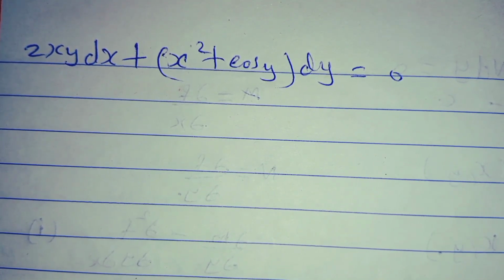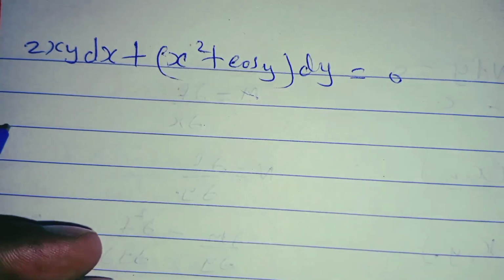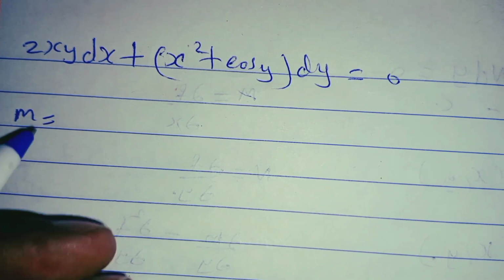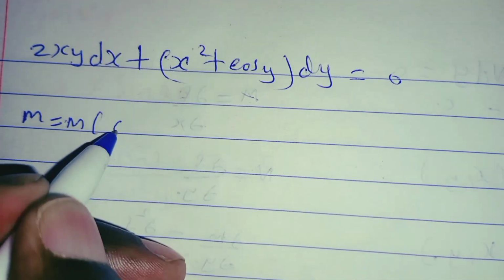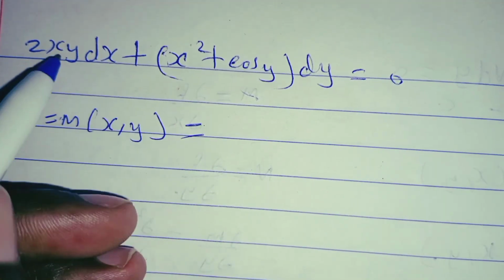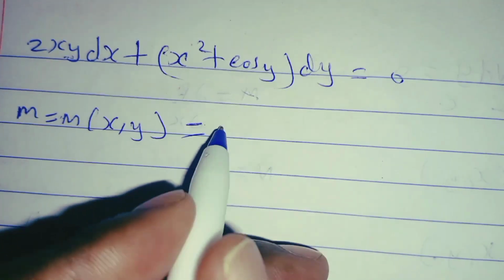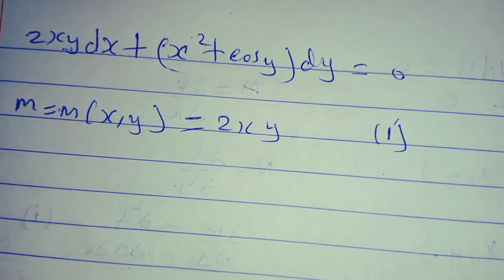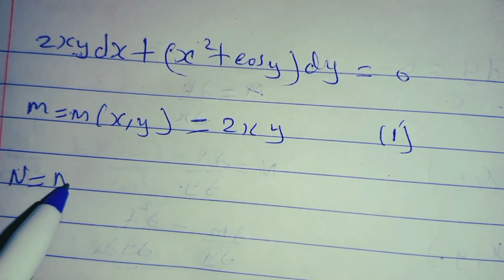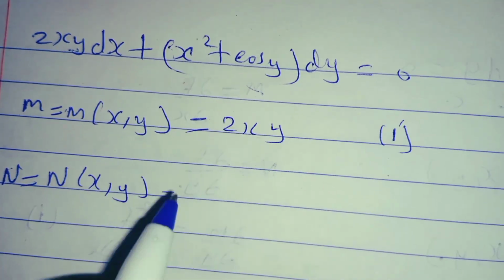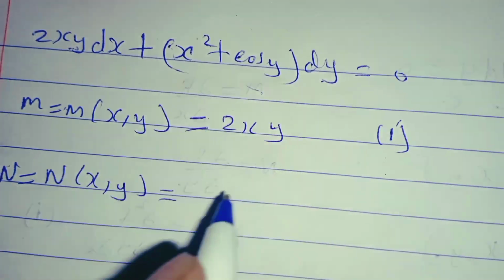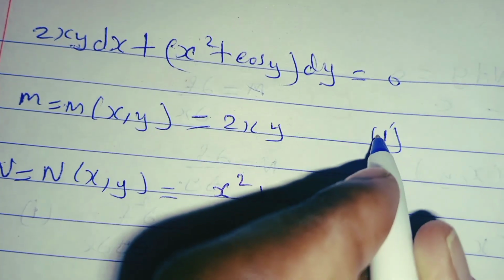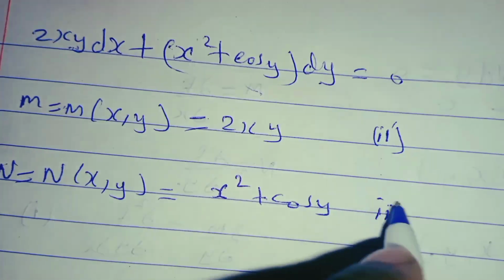The first thing we do is find our M, which is a function of x and y, the function whose dx is attached. In this case it is 2xy. You call this equation 2. Then you let your N be a function of x and y, the function whose dy is attached. In this case it is x squared plus cos y. You call this equation 3.